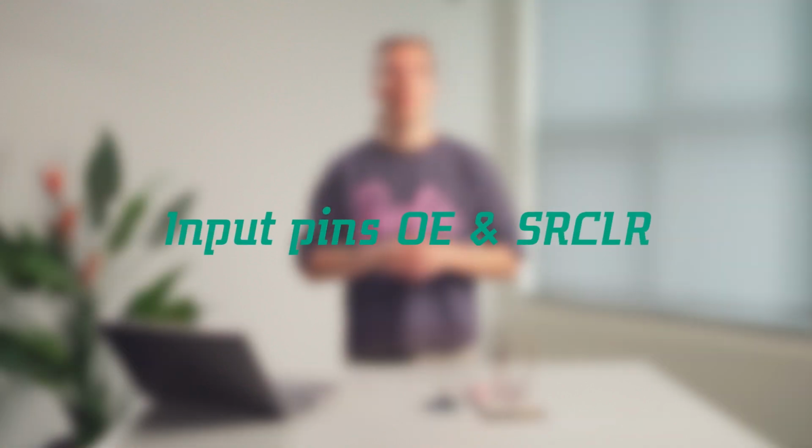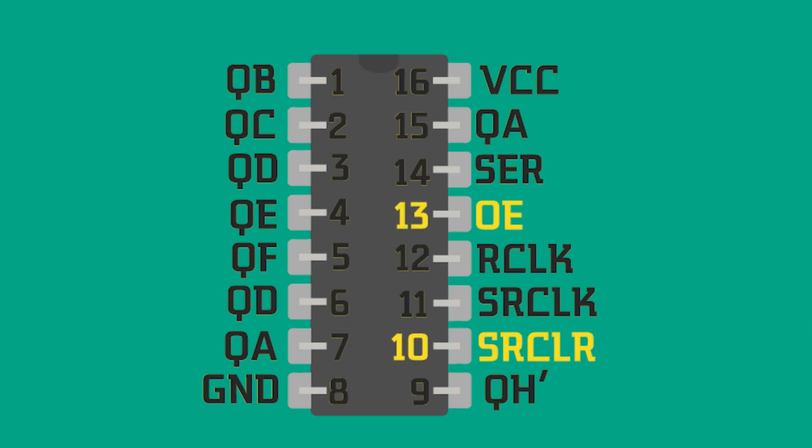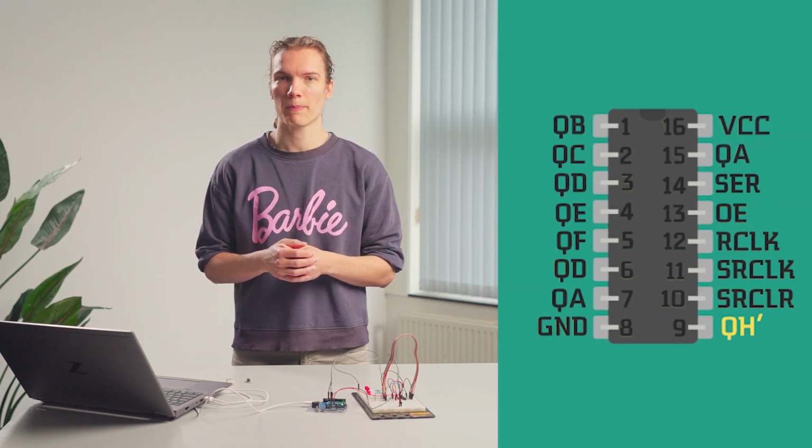I will first discuss the remaining input pins and then cover one output pin in a bit more detail. The input pins that I did not discuss yet are the output enable pin and the overriding clear pin. As their name suggests, the output enable pin must be low for the outputs to be enabled, and the overriding clear pin can be used to clear the entire shift register. The latter implies that when overriding clear is held low, all the stored bits are reset to 0, and when it is high, the shift register works as normal.